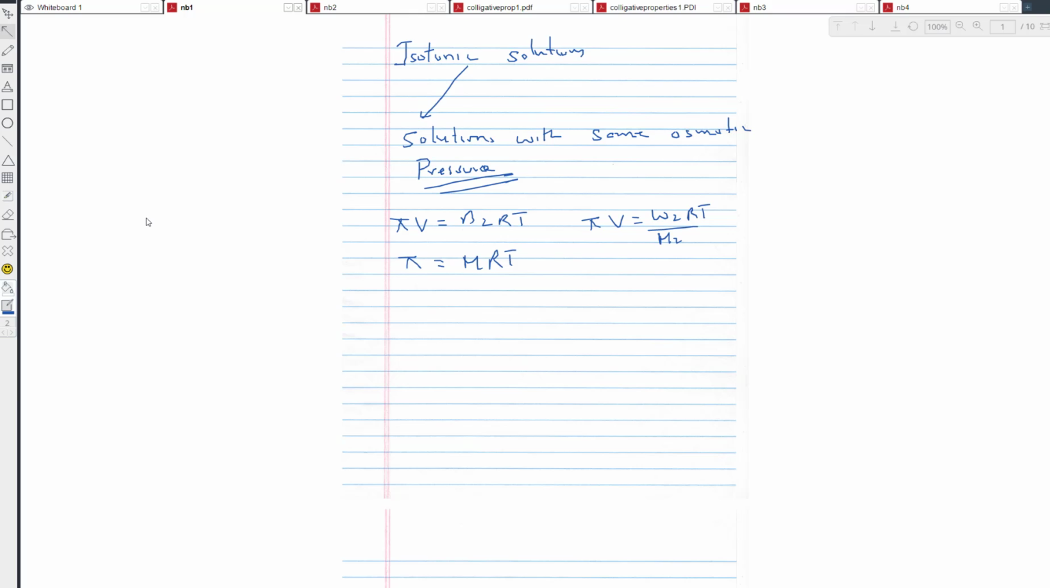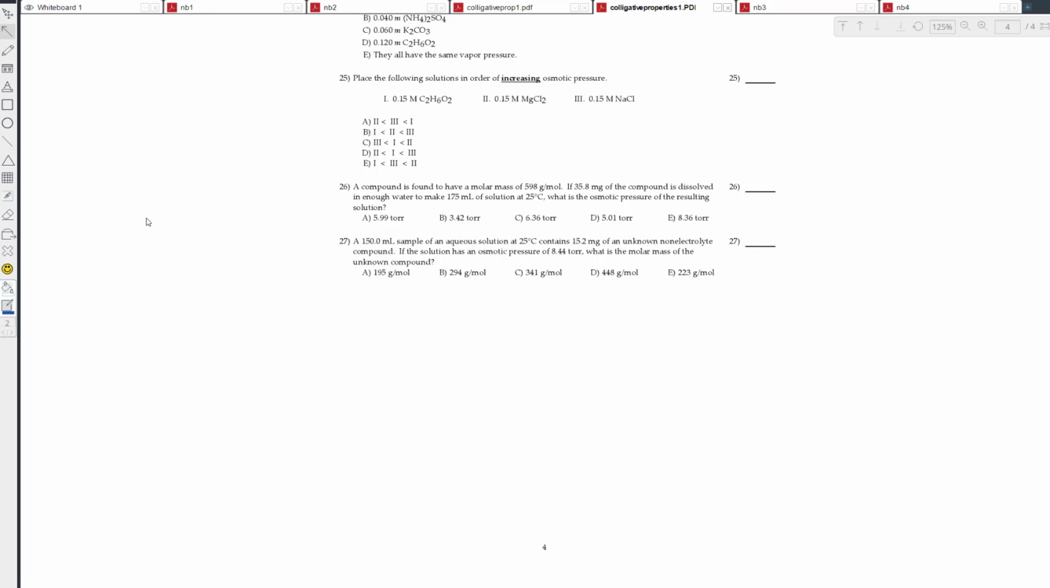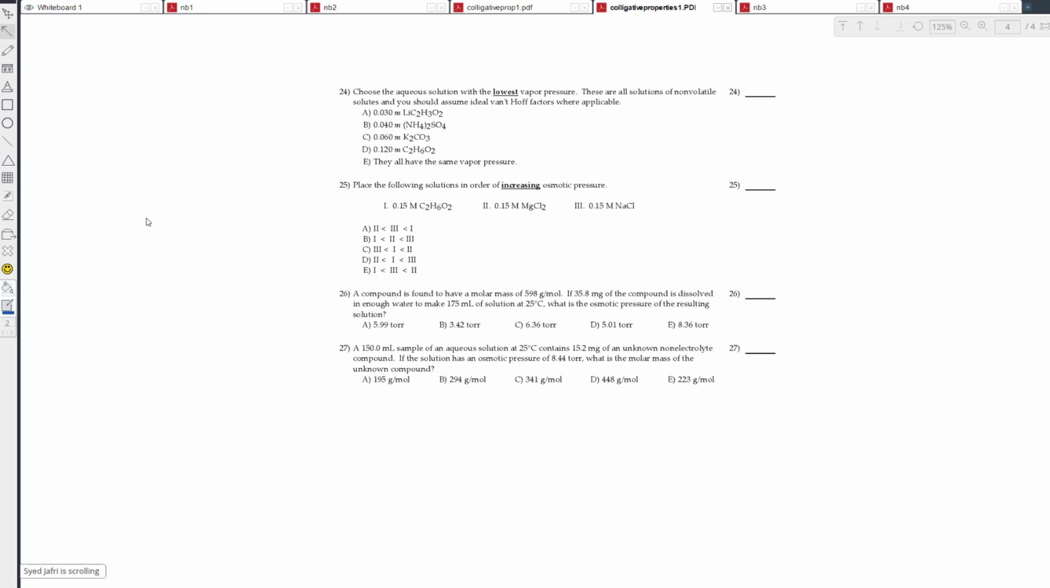Let me make the problem first, and then I will give you a problem on this. Let's first use a simple thing. So let's start from here and then I will make that problem. Look at question number 26. A compound is found to have a molar mass of 598 grams per mole. If 35.8 milligrams of the compound is dissolved in enough water to make 175 ml solution at 25 degrees Celsius, what is the osmotic pressure of the resulting solution?